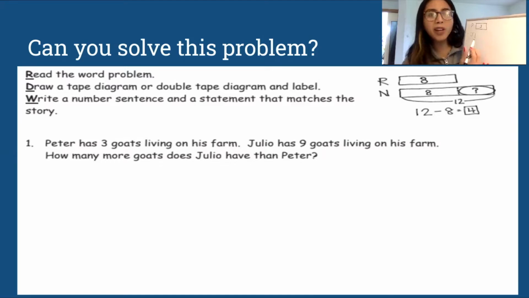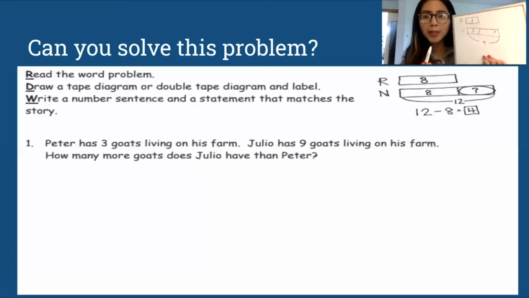So remember, we want to eventually figure out how many more does he have. So just like before, I'm going to make it a little bigger because I know he has more. They both have the same somewhere in their amount of goats. So Julio also has 3 somewhere in his goats. But remember, he has 9 all together. And we just want to know, okay, how many more does he have then? That's why I put my question mark. How many more does he have?